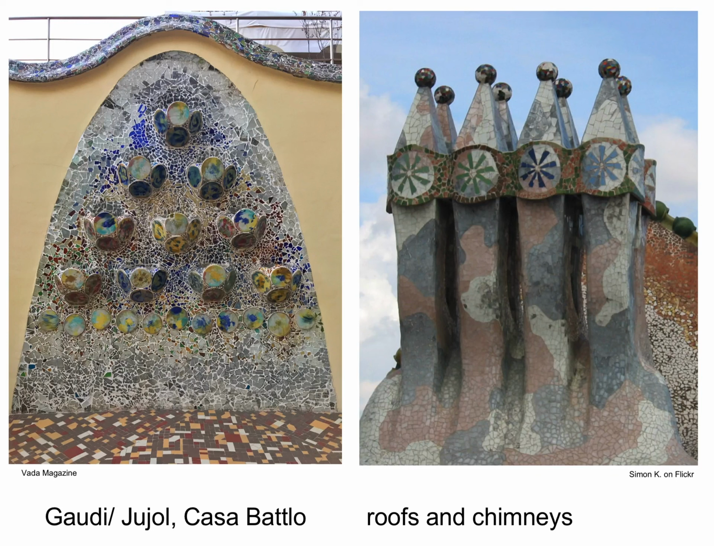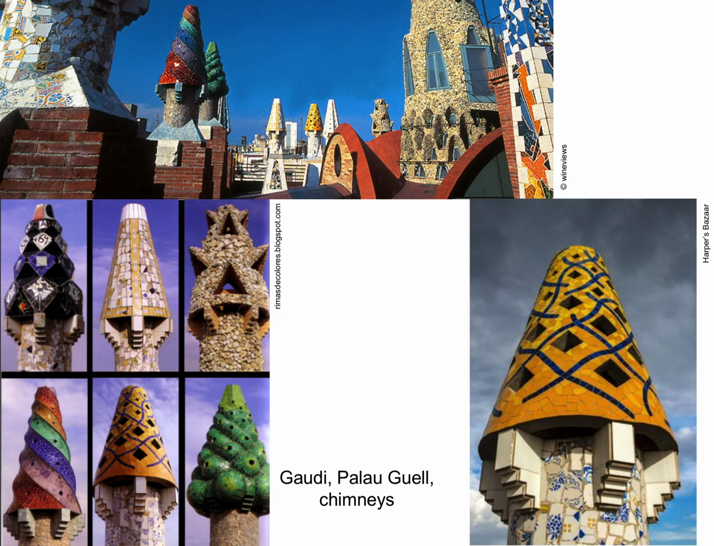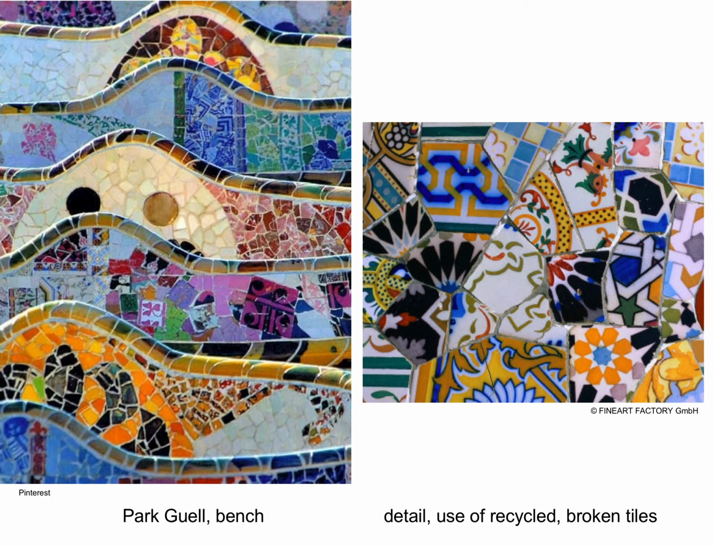This is details of Casa Batlló, interior details and exterior roofs and chimneys. Again, the interior on the left, the skylight of the building, and the roofscape on the right. Tremendously beautiful and inventive and original. The chimneys of Palau Güell. Güell was another patron of Gaudi, and Gaudi made many buildings for Güell.